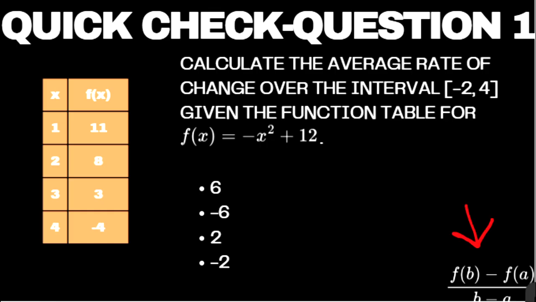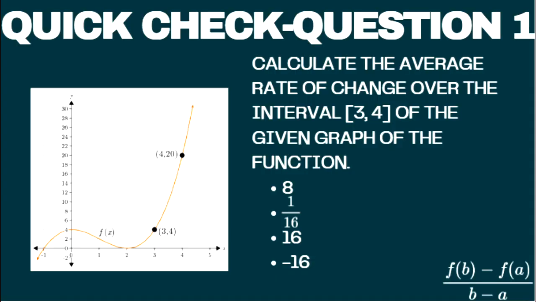Quick check question number 2 says calculate the average rate of change over the interval 3, 4 of the given graph of the function. So the first thing you need to do is find your coordinate points based on this interval using the graph. Then you're going to take those coordinate points, plug them into this formula, and figure out which of these answers is correct. You can do better than me. I know you can. I believe in you.